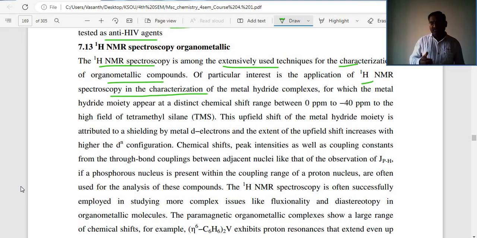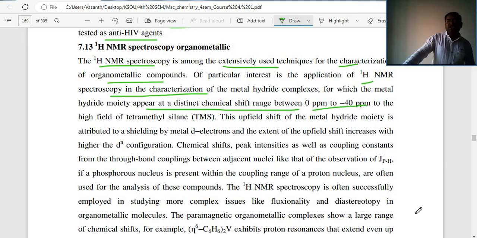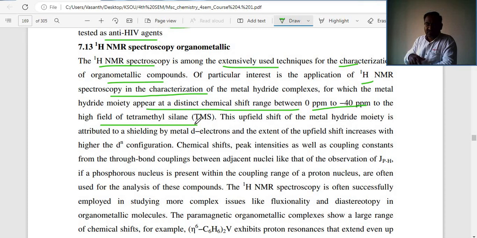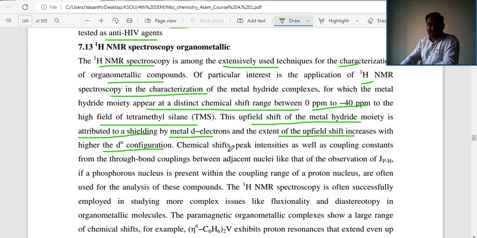complexes, for which the metal hydride moiety appears in a distinct chemical shift range between 0 and minus 40 ppm, to the high field of tetramethylsilane. This upfield shift of the metal hydride moiety is attributed to shielding by metal d electrons, and the extent of upfield shift increases with higher d^n configuration.